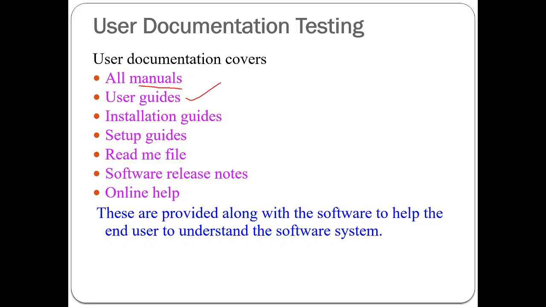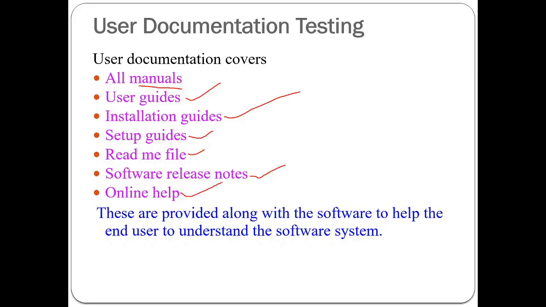User guides help the user. The installation guide is for when the user wants to install your software on their own systems. Setup guides list the steps for how to install, including any file needed or any key needed for software installation, which has to be specified here. Software release notes give details about the software, feature inclusion and feature enhancement, and there is also online help.